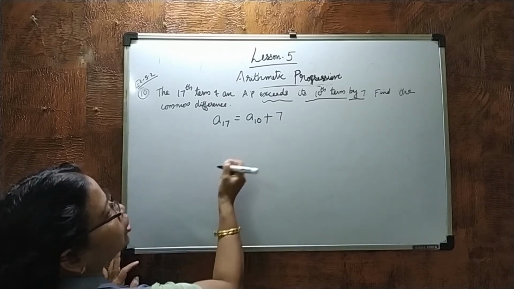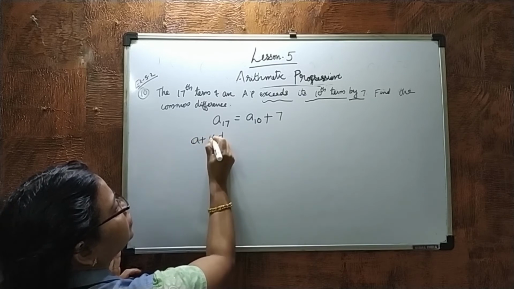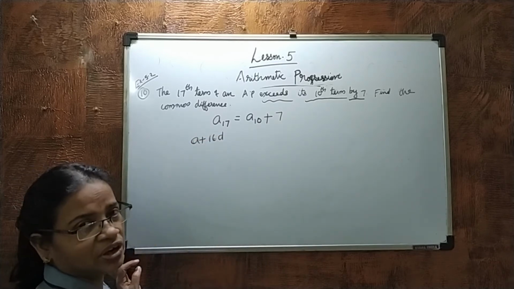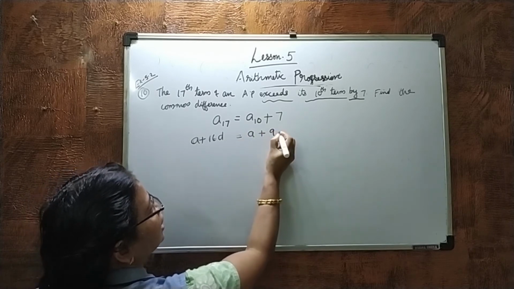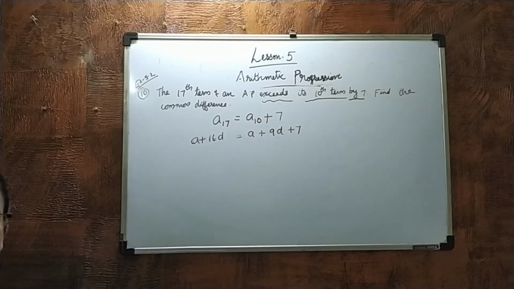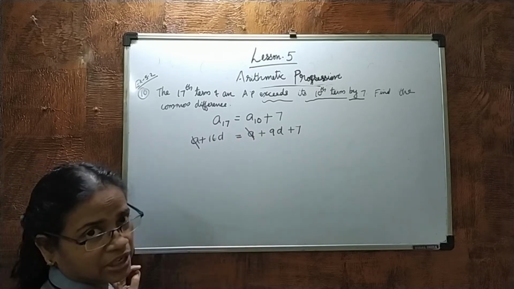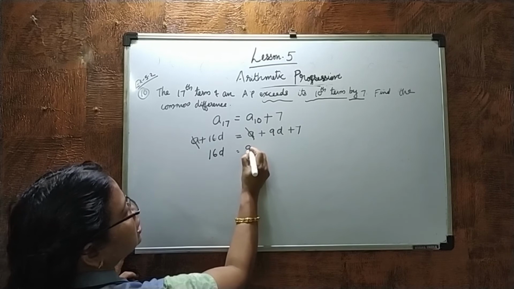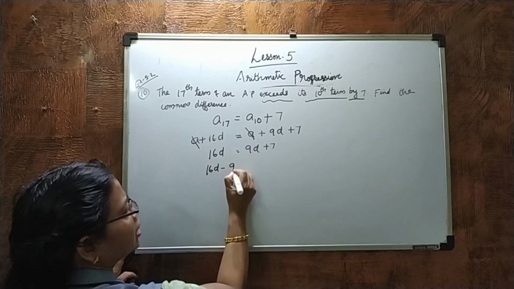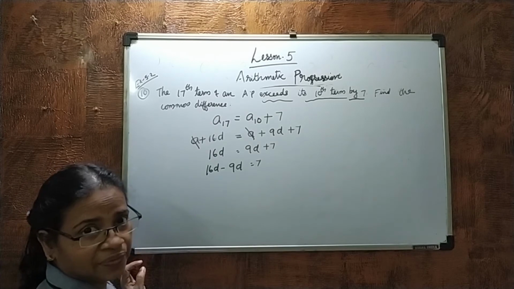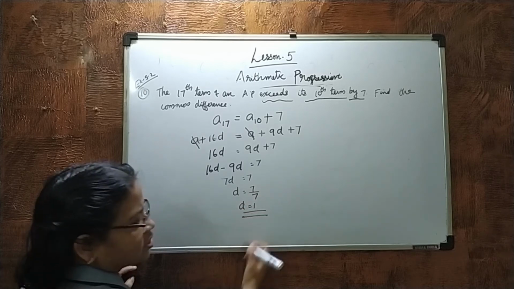Now what is the next step? You have to expand now. A17 means it is A plus 16D. Nothing else is given, only this condition, and you have to find out the common difference. So just expand. A17 means A plus 16D. A10 means it is A plus 9D plus 7. Now can you cancel anything? Equal sign is there, and A is there with the same sign on both sides. Then the balance is 16D equals 9D plus 7. Take 9D to this side: 16D minus 9D equals 7. Then 7D equals 7 and D is equal to 7 by 7. D is equal to 1 you will get.